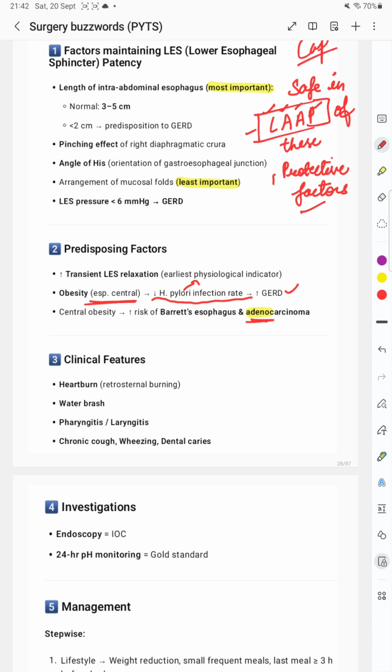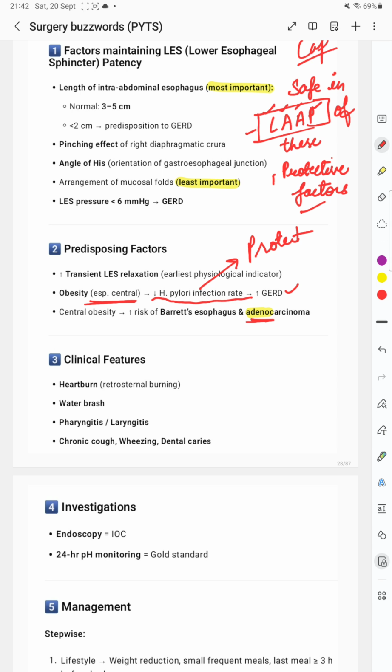And one more thing we see in obese people, this is factual knowledge, that they have a lower H. pylori infection rate. This is a bacteria that ironically sometimes protects against GERD. So H. pylori is protective for GERD. Obese people are not often getting this infection, so they have more chances of GERD. One more thing to remember: central obesity can lead to Barrett's. There is increased risk of Barrett's esophagus and adenocarcinoma.